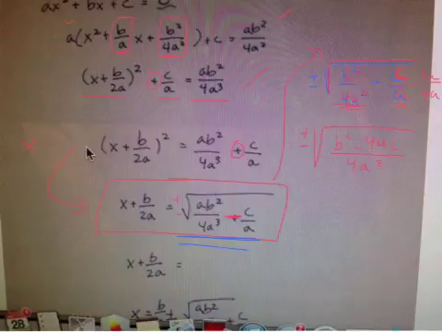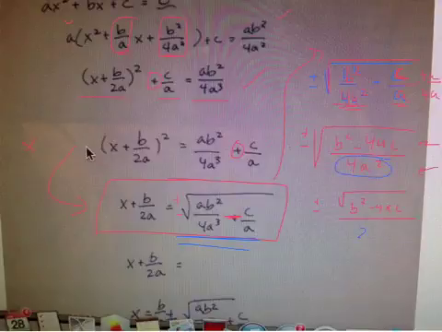Well, that equals plus or minus. Now I can separate the top and the bottom. So then I'm going to get the square root of b squared minus 4ac all over the square root of 4a squared, which is just 2a. And now this should look really familiar.